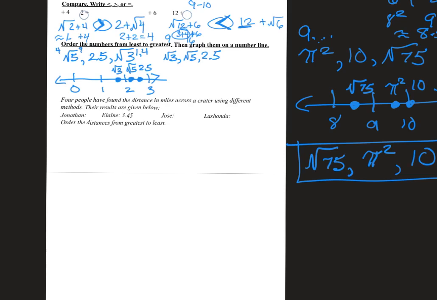No. We're just estimating. So if you're estimating, you would just do it like this. If you're finding the exact, you'd probably use a calculator. Okay, so we have a word problem. 4 people have found the distance in miles across a crater using different methods. The results are given below.